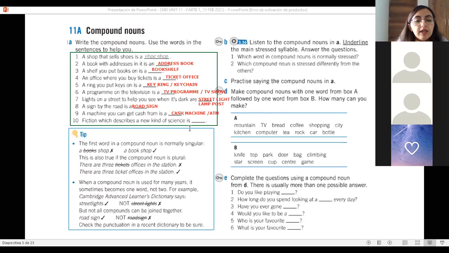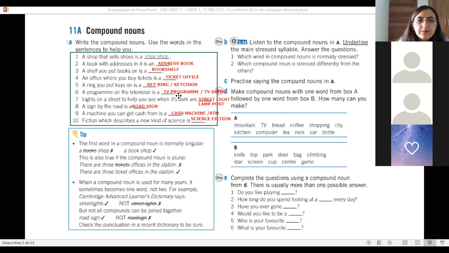Fiction which describes a new kind of science. We have some movies or a movie genre. Very good, Nina. It's science fiction. Science fiction. So you help me to complete this part of the exercise. Thank you so much. So can you help me to make the next example, the next exercise?